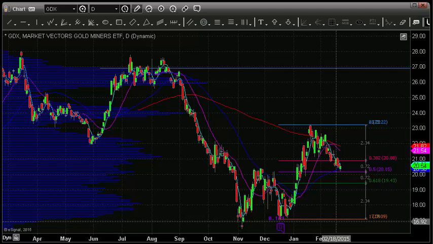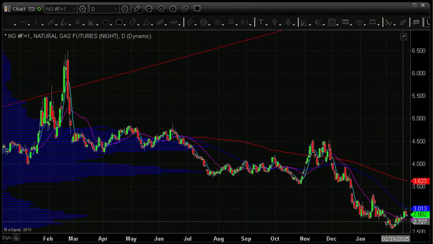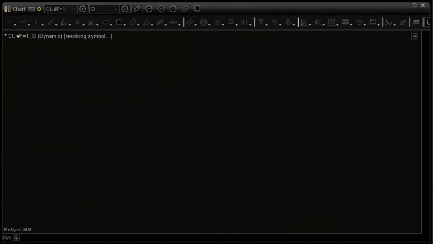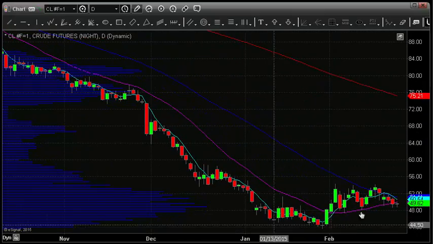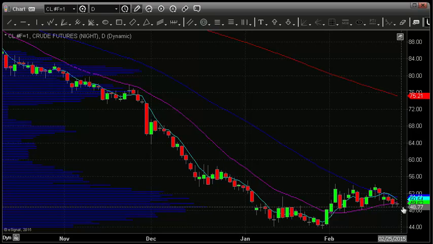Taking a look at natural gas, trading flat today. We're not getting involved in natural gas. We'll just skip that. Taking a look at crude oil, crude oil continues to struggle there. It's been moving its way lower the last couple sessions, grinding down.